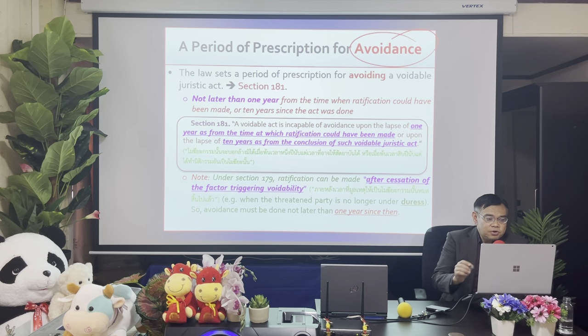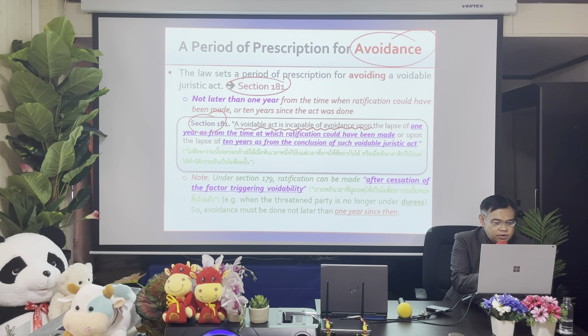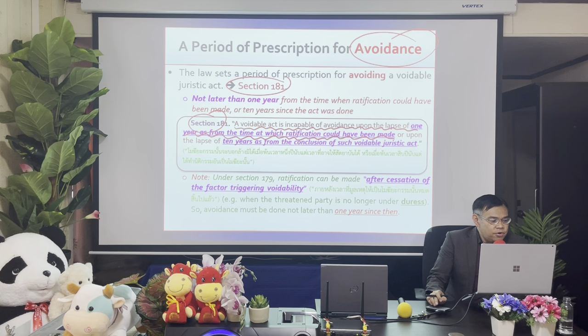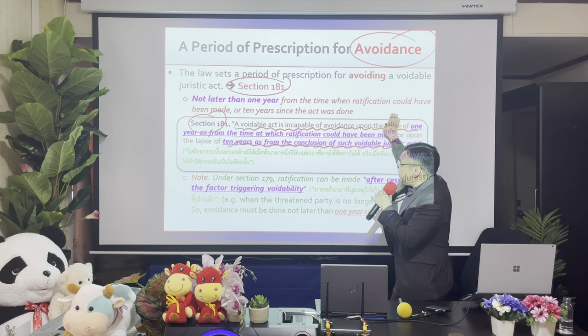This is embodied in section 181. Section 181 provides as follows: a voidable act is incapable of avoidance upon the lapse of 1 year as from the time at which ratification could have been made, or upon the lapse of 10 years as from the conclusion of such voidable juridic act. So there are two periods.